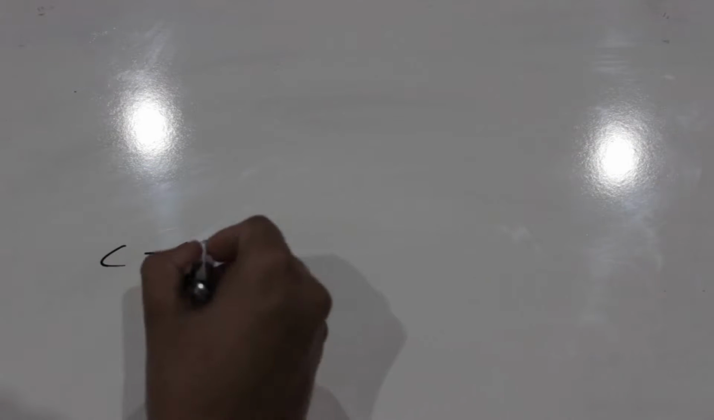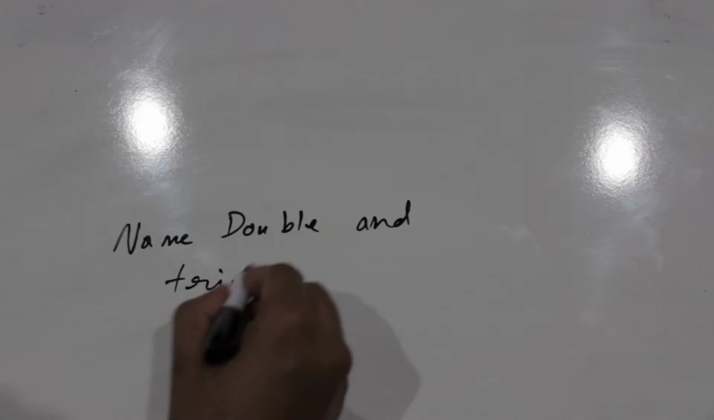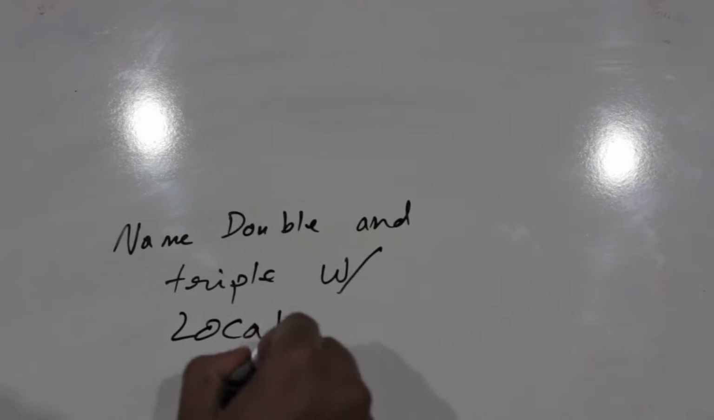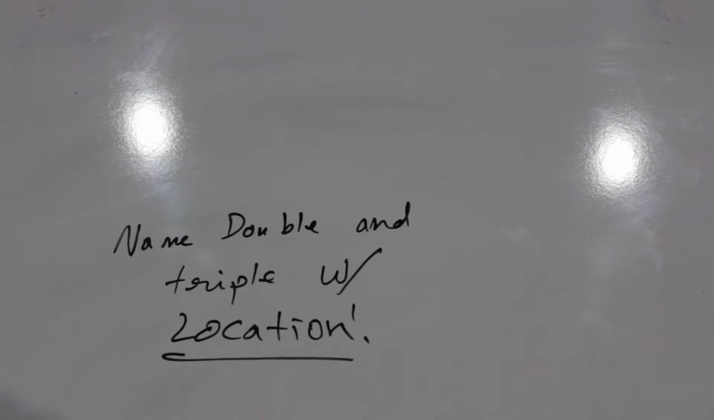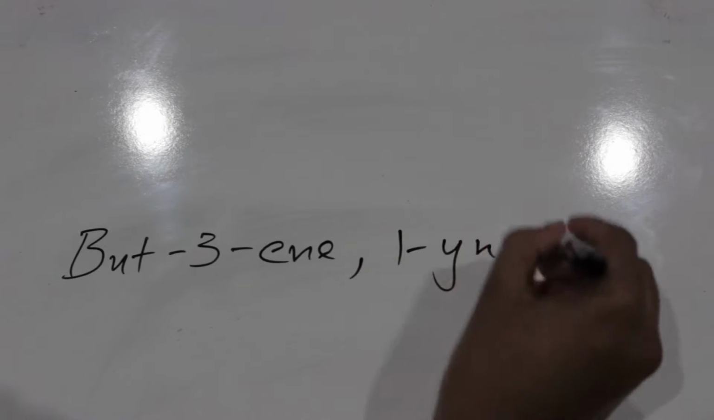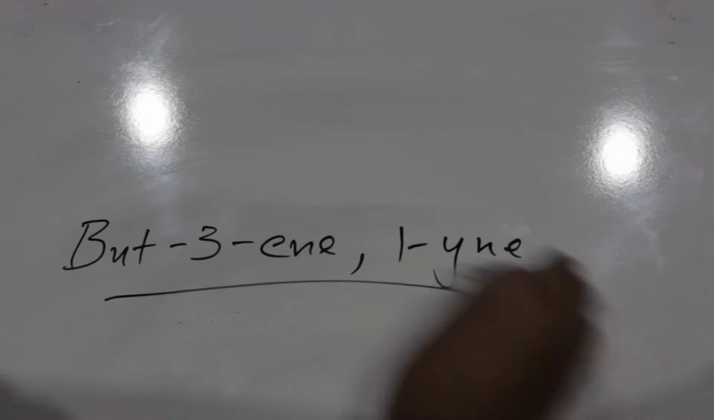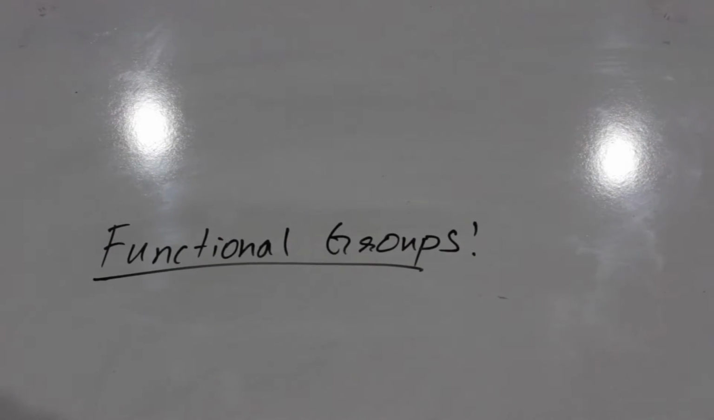Now things change when you have multiple double or triple bonds. In this molecule, we have one triple bond and one double bond. We have to specify where the double bond is and where the triple bond is, all at the end, and also indicate that we have a double bond and a triple bond. So let's go ahead and get the answer, which would be but-3-en-1-yne. I know it's a really complicated name, but this is how it works. With all of that out of the way, we can actually talk about functional groups.